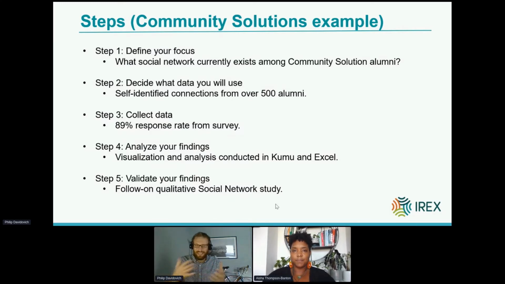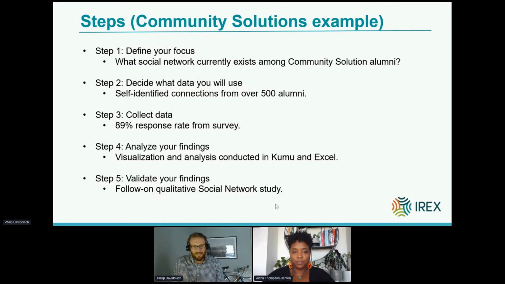So this is basically step-by-step guidance at a high level of what the process looks like, and some examples of how a program like the Community Solutions Program was able to implement it and get it off the ground. Again, the first step is defining that focus, that research question I just mentioned. What social network currently exists among Community Solutions alumni? It's an emerging space, especially for a project that's been going on for 7 years. How have they engaged with each other already? There wasn't obviously a lot of opportunity at year 1 or year 2, but now that there's a sizable group that they try to engage with intentionally, what's the environment like? Just to understand some baseline awareness.